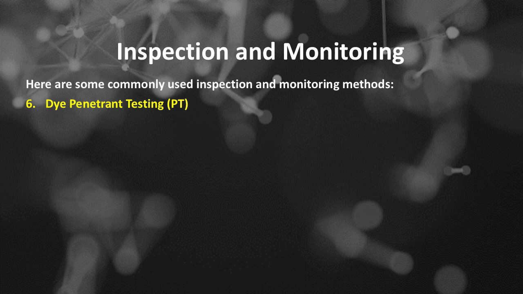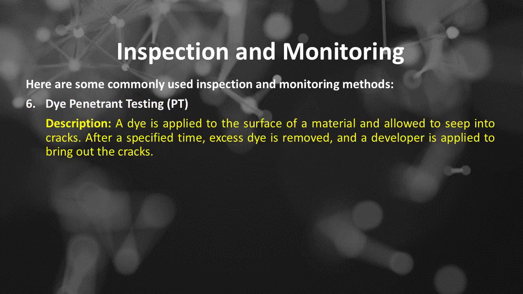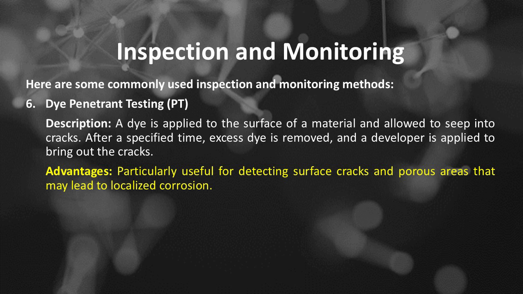Number 6 is dye penetrant testing, or PT. Dye penetrant testing description. A dye is applied to the surface of a material and allowed to seep into cracks. After a specified time, excess dye is removed, and a developer is applied to bring out the cracks. Dye penetrant testing advantages. Particularly useful for detecting surface cracks and porous areas that may lead to localized corrosion.